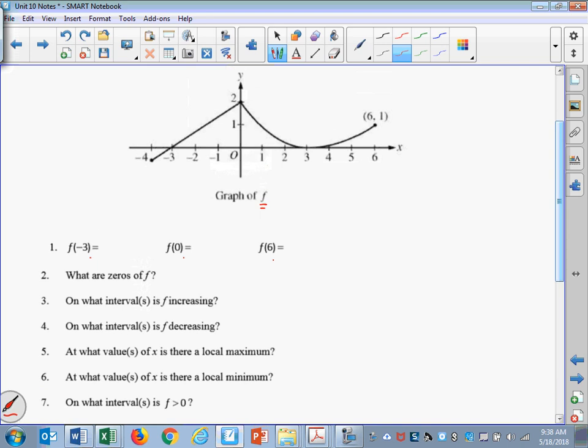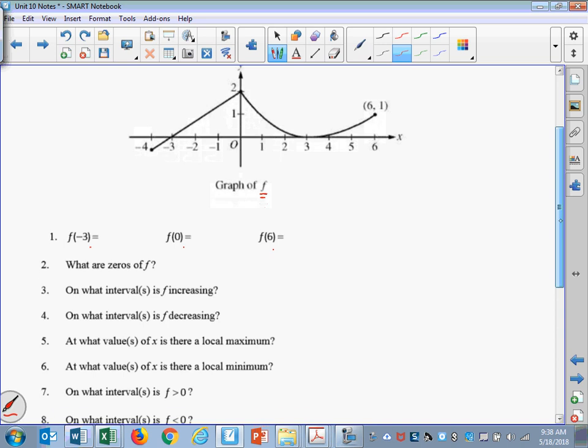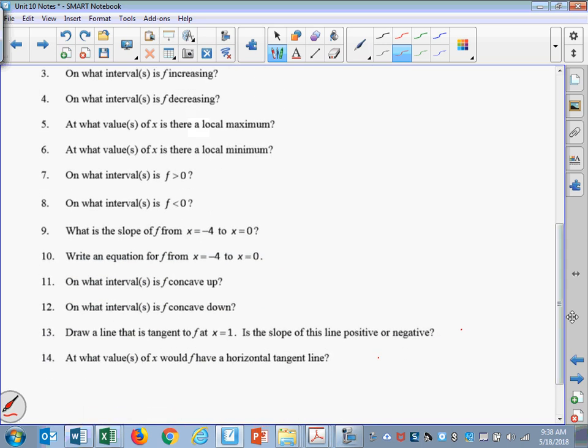Okay, well, let's look at a few of these. Let's look at 13. It says draw some of these odd ones down at the bottom. We haven't talked about concavity in our example, so maybe let's look at number 11. So number 11, on what intervals is f concave up?